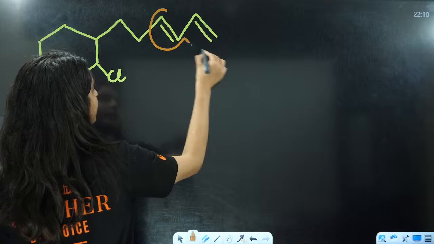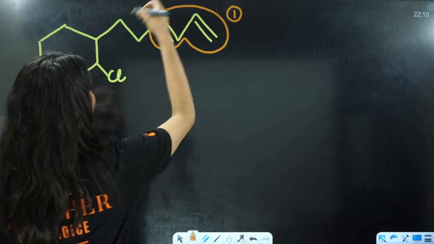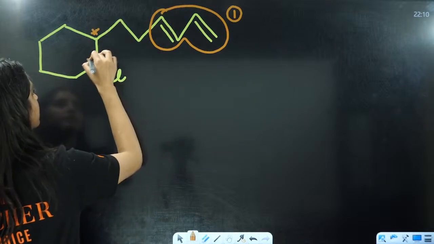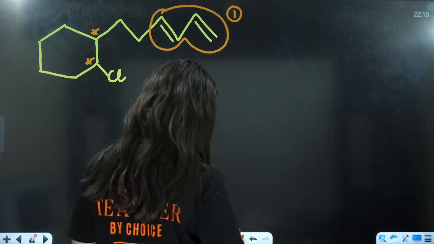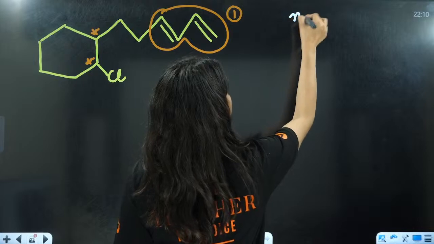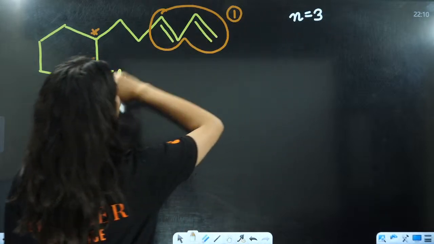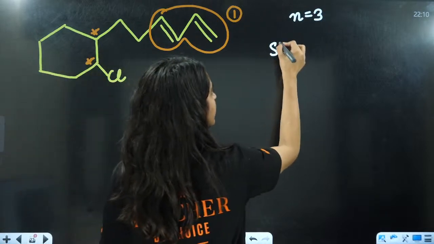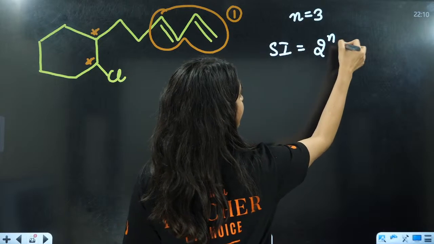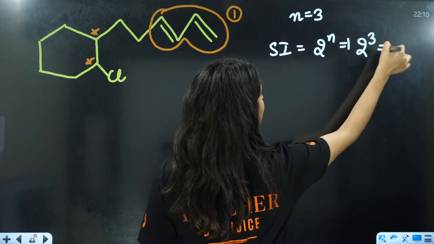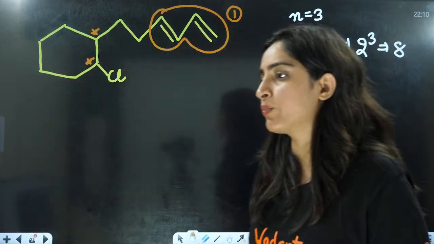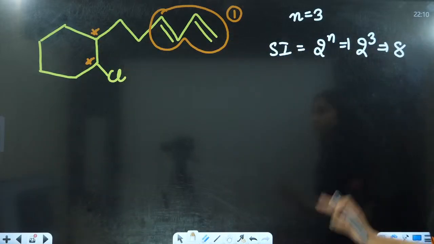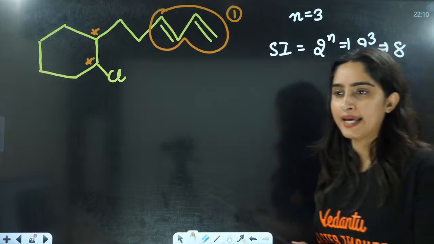So here we are going to take this as 1, and this is the chiral center, and this is the chiral center. So n is going to be 3 here. As this is unsymmetrical, the stereoisomers are going to be 2 raised to power n, that is 2 raised to power 3, that is 8.